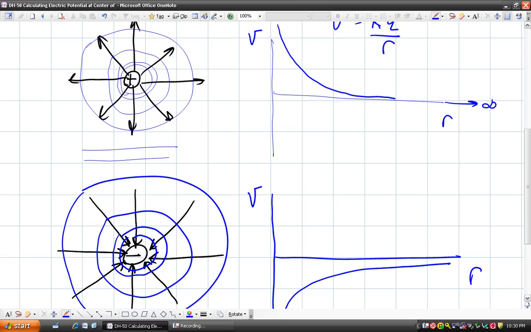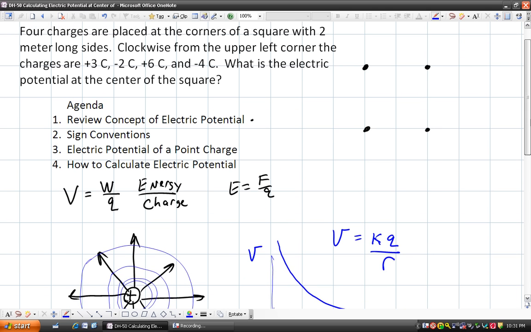Really positive potential near a positive charge, really negative potential near a negative charge, and in either case, when you get infinitely far away, you're going to have zero electric potential. So how does this allow us to calculate the electric potential from a group of charges like described here?